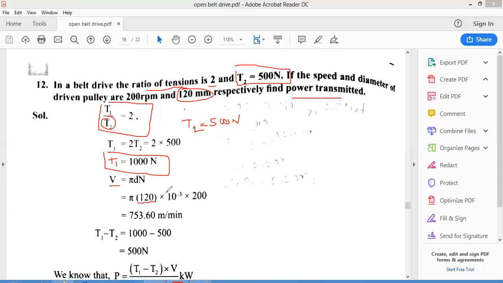It's in mm, so convert it into meters. So 120 into 10 power minus 3. And what is the speed of it? The driven pulley having 120 mm diameter and 200 rpm. So the speed of it is 200 rpm, rotations per minute. So when we solve this, we'll get it in 753.6 meters per minute, because here we have rotations per minute. Okay, right. So next, we know T1 minus T2. So what is the difference? T1 minus T2, 1000 minus 500, which we already know. So the difference is nothing but 500 newtons.